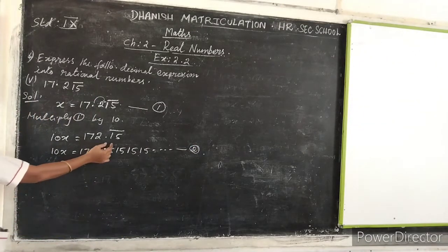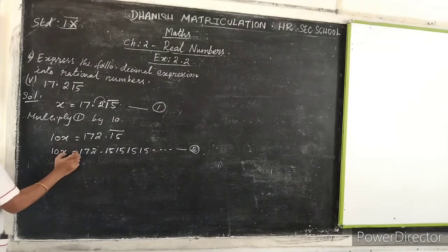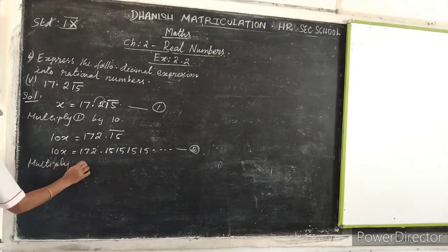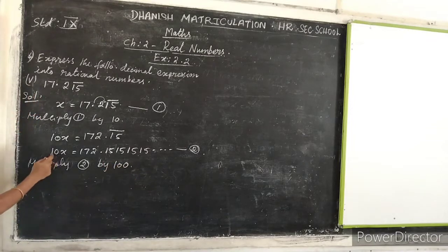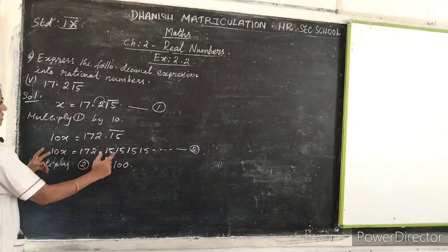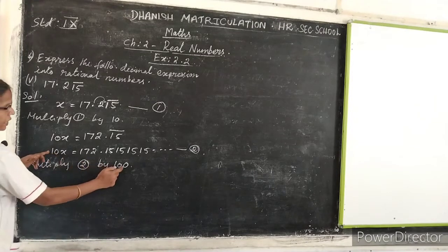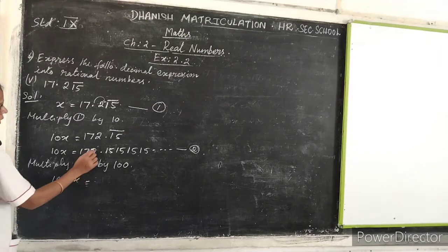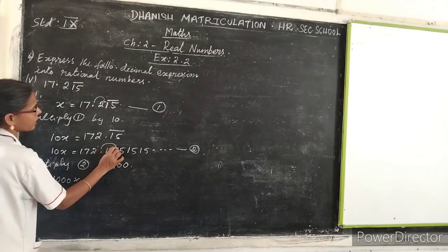Here the period of decimal is 2. Therefore multiply this expression by 100. So multiply the second equation by 100. Already 10x, this is the second equation. Here 10x is only on the LHS. So 10x into 100 means 1000x. Multiplying by 100 means just move the decimal point from here to here.